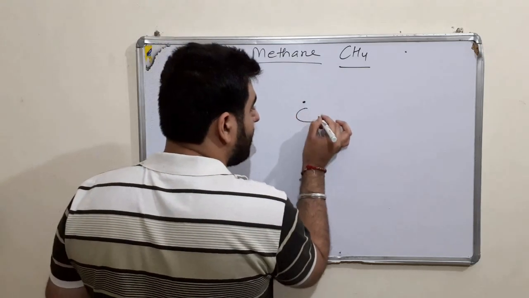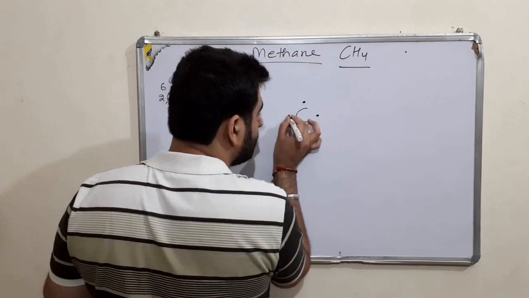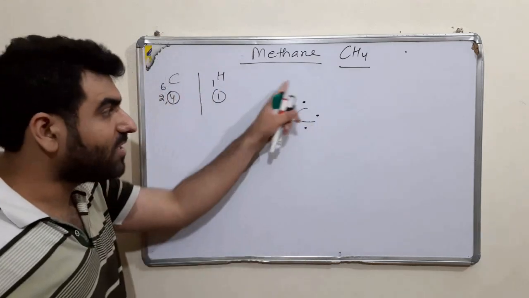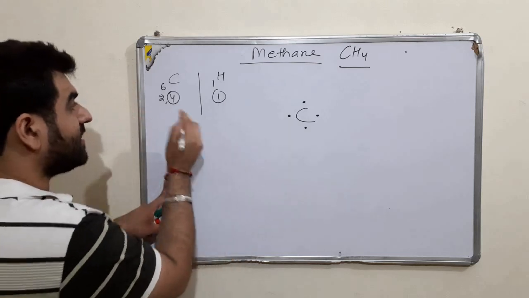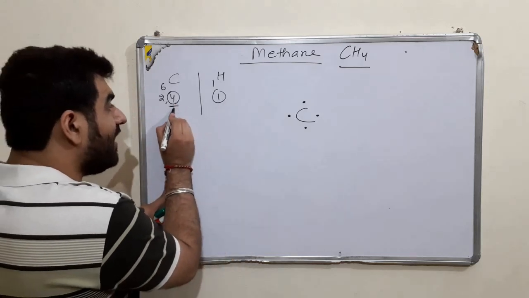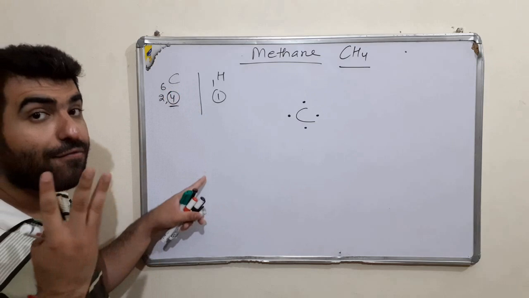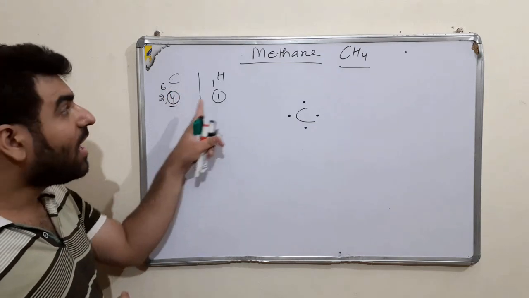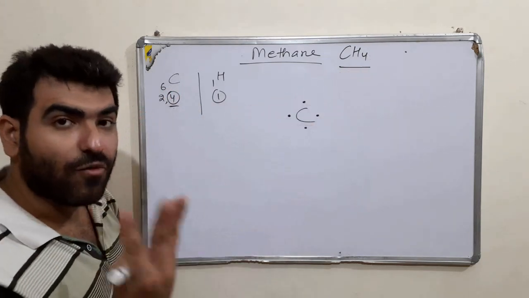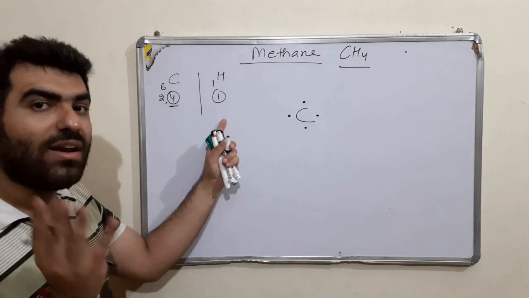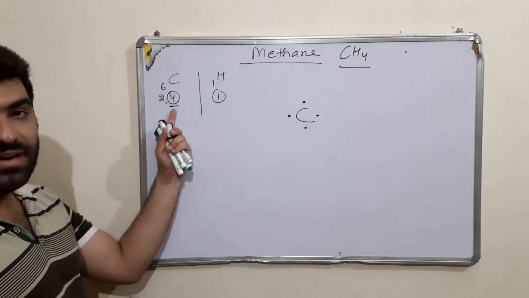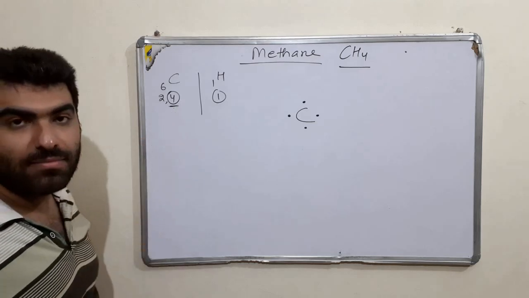Alright, so let me make 4 electrons like this, because each electron will be taken up by hydrogen. Again, see, how many electrons does carbon need? 4 to complete its octet. How many hydrogens are there? 4. Each hydrogen has how many electrons? 1. So 4 into 1 is 4, and that 4 will be given to carbon.